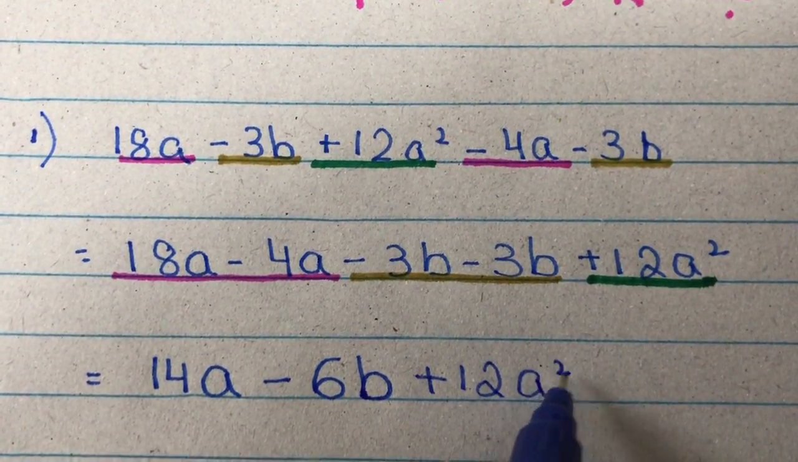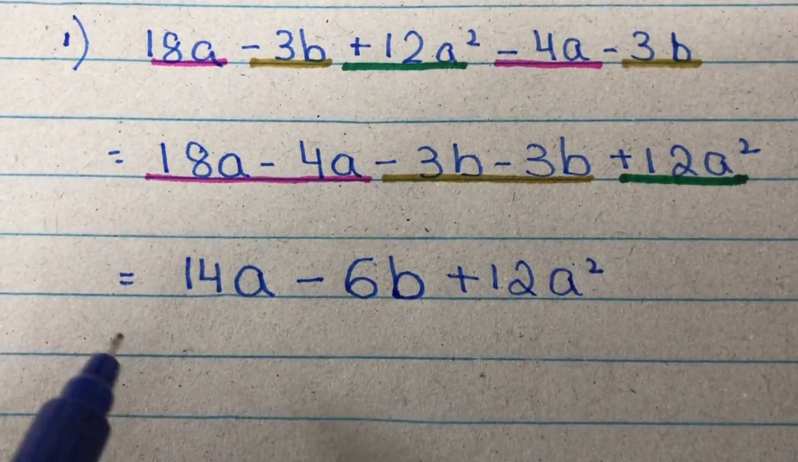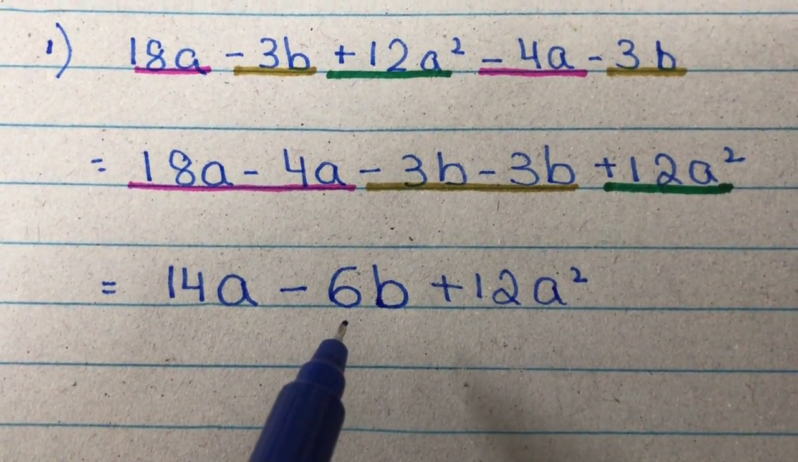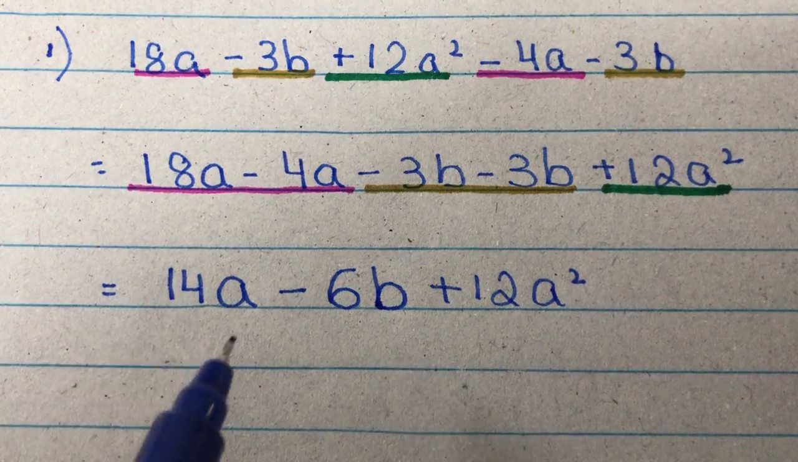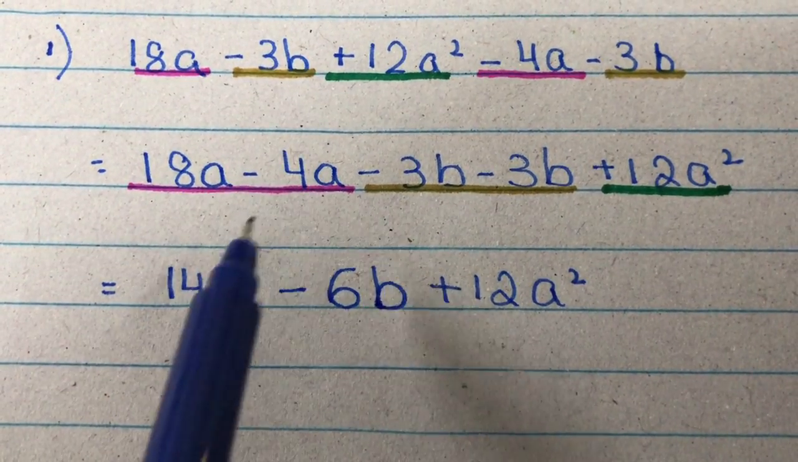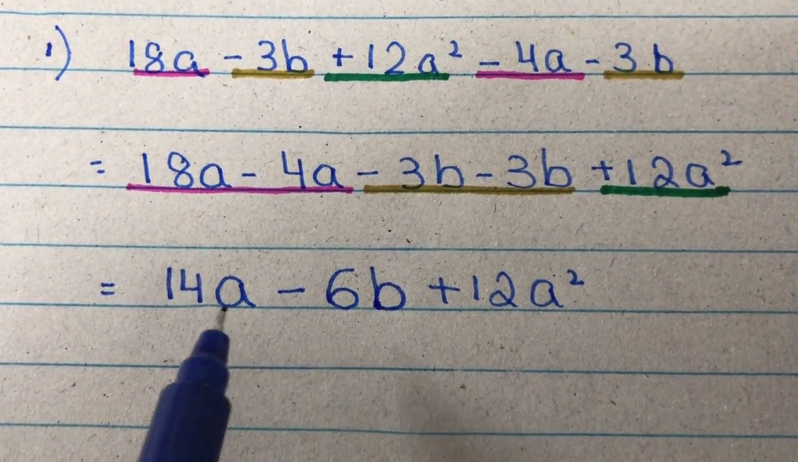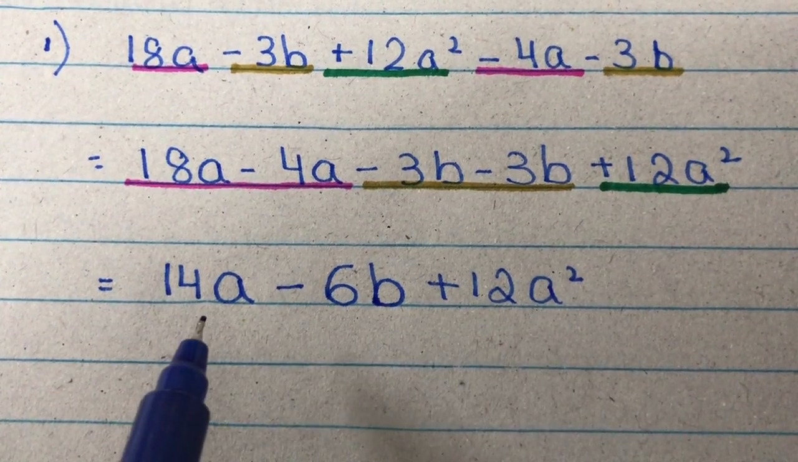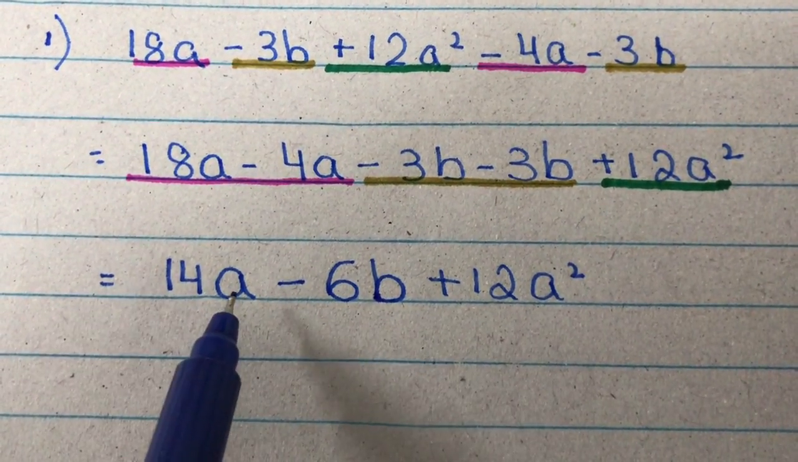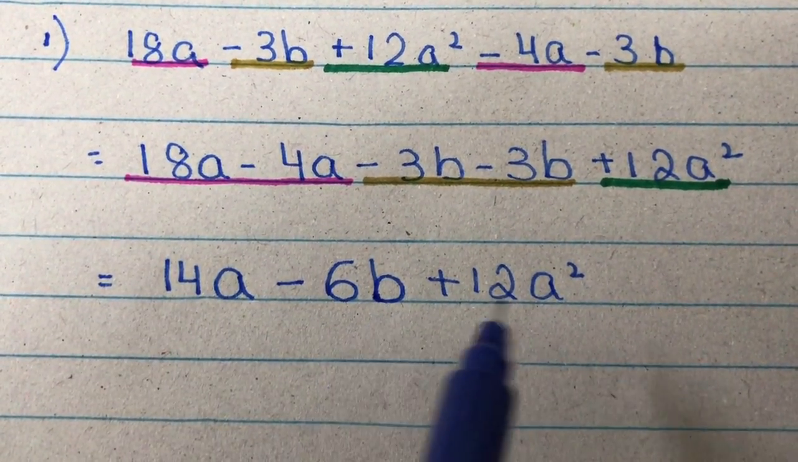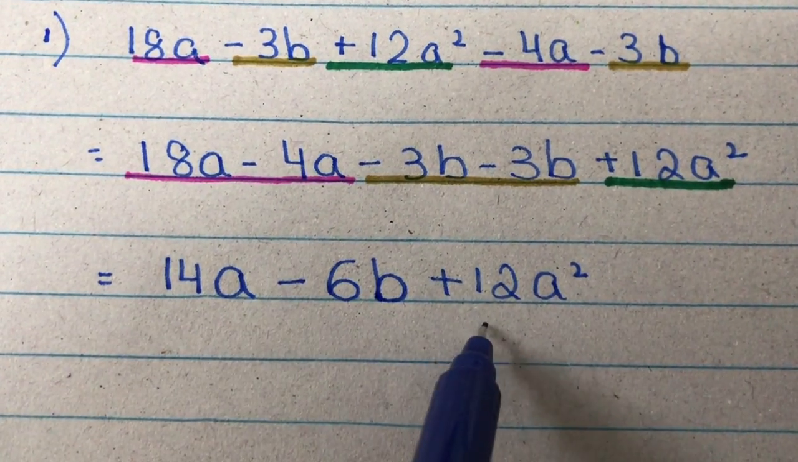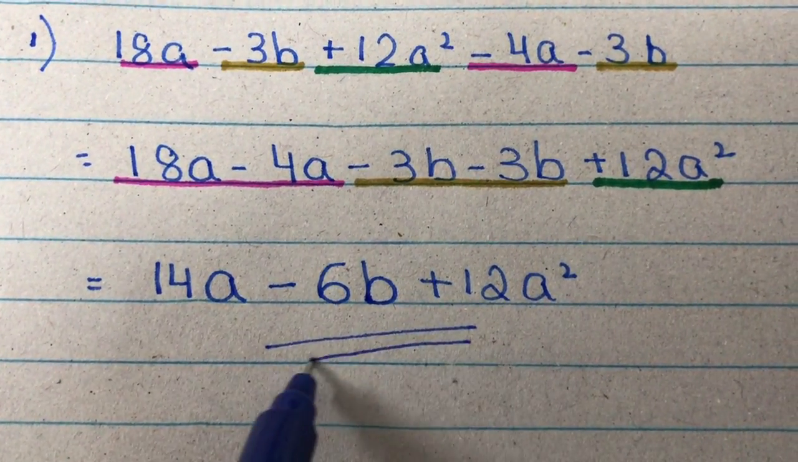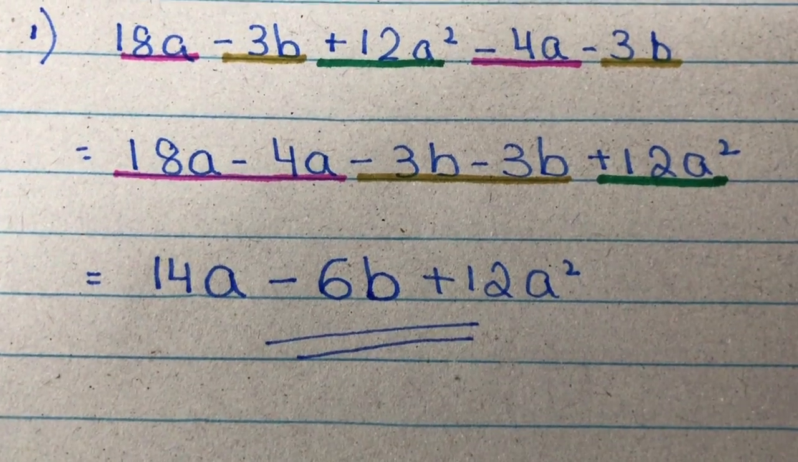Okay, now do I start solving? Again 14 minus 6? No, I cannot, because like terms can add and subtract. Unlike terms cannot add or subtract. These are all unlike terms, a, b, a square. So this is my final answer. Alright, this is my final answer.